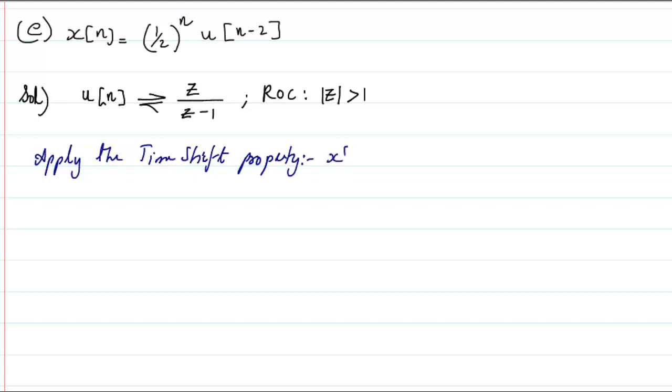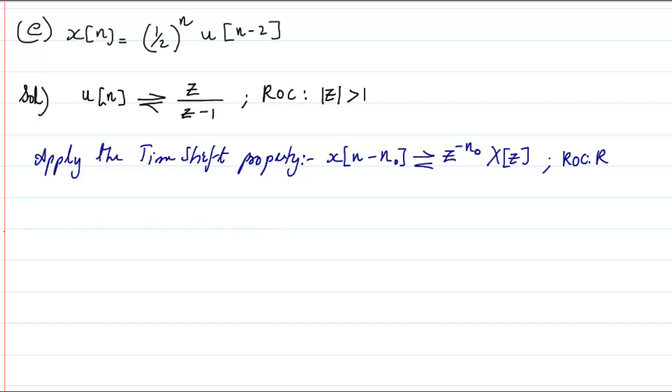What is the time shift property? If you are having a function x of n, and you shift it to x of n minus n naught, then all you have to do is multiply the original X of z that you just now got with z raised to power minus n naught, and the ROC remains the same, except that either an addition or deletion of 0 or infinity will be there. So let us look at that.